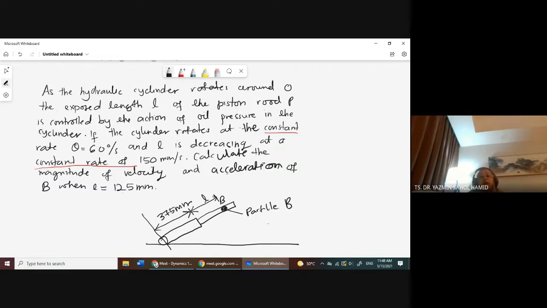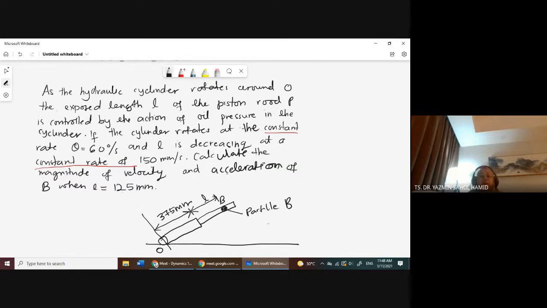So, as the hydraulic cylinder, so ni adalah satu hydraulic cylinder, dia rotate around O. So ni point O ni gambar ni point O. And the exposed L of the piston rod P is controlled by the action of oil pressure in the cylinder. So if the cylinder rotates at a constant rate of theta equals to 60 degrees per second and L is decreasing at a constant rate of 150 meters per second, calculate the magnitude of velocity and acceleration of B when L equals to 125 meter.